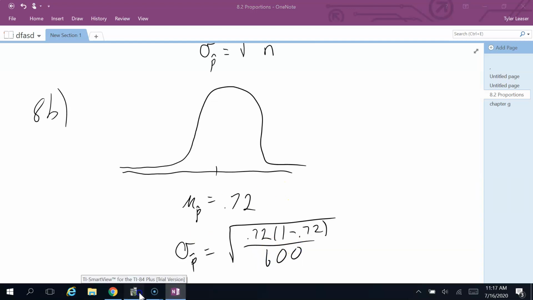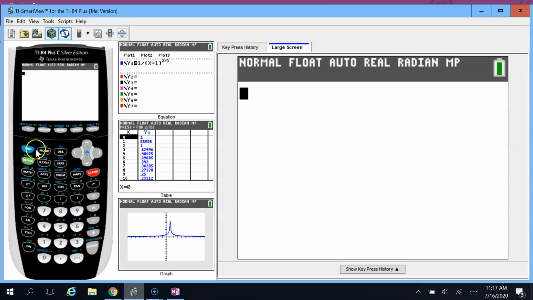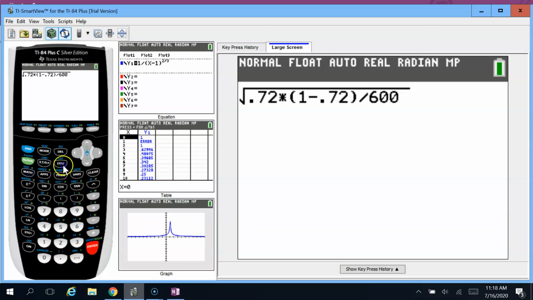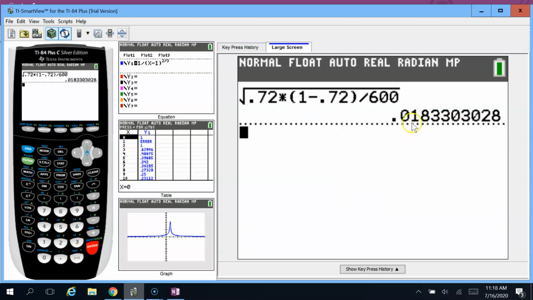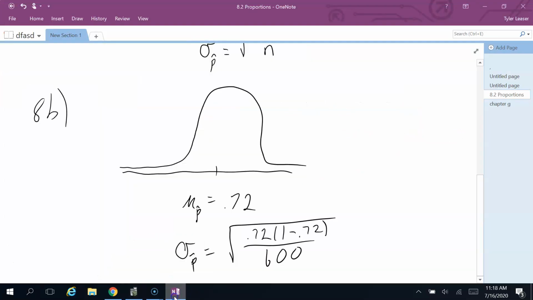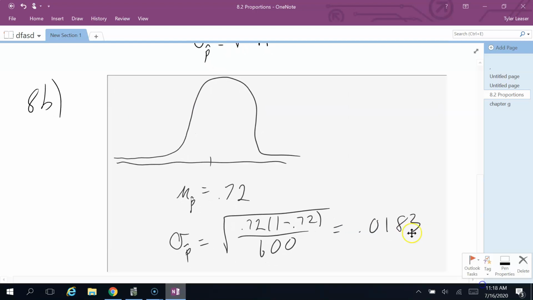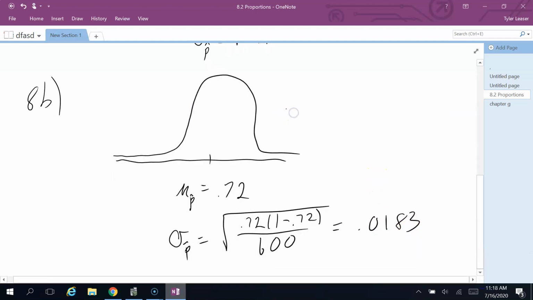So we can just type that in the calculator. I'll show you how I would do it. I would just do square root of the 0.72 times parentheses, the 1 minus 0.72, close the parentheses, that divided by the sample size 600. So you can type it in just like that and it'll give you the right thing. 0.0183. I'll just take it out to 4 decimal places here. Okay, so that's it. Describe the sampling distribution. This is what you need. You need to say that it's normal. Take the mean and the standard deviation.